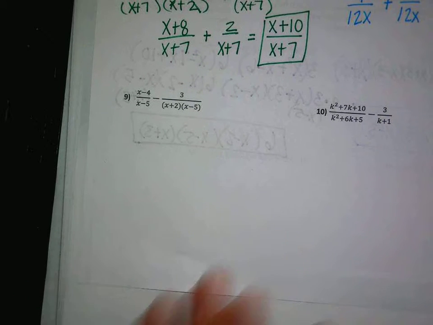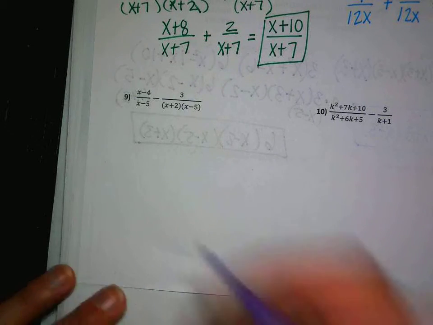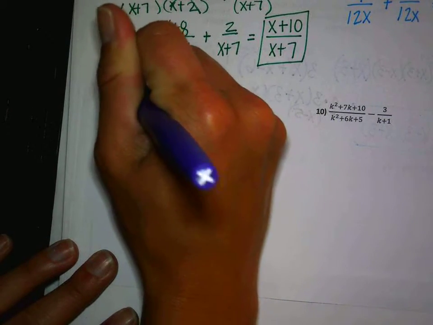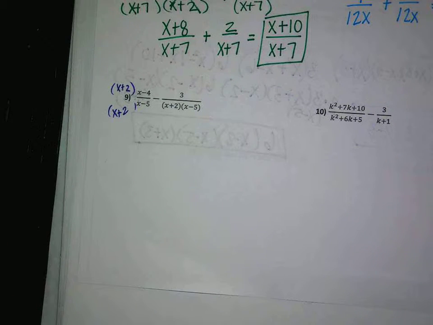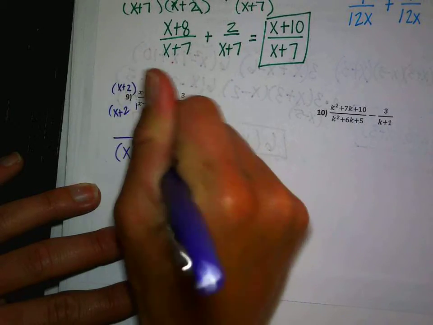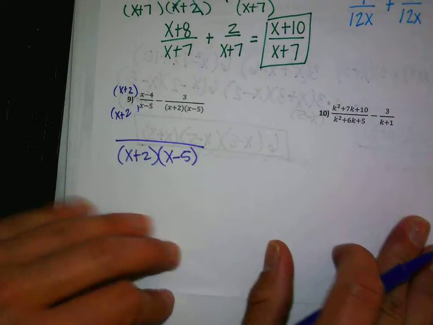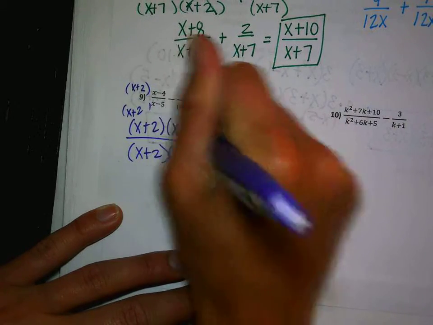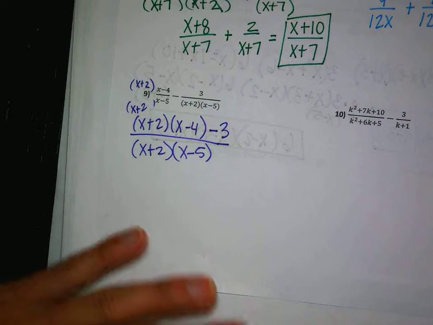Go to number 9. Alright, x minus 4 over x minus 5 minus 3 over x plus 2, x minus 5. So this one's already factored. Yay, don't have to do that. Right, we got to add in the x plus 2. Or multiplying, I guess would be the better way of saying it. x plus 2, x plus 2. And so now my denominator is x plus 2 times x minus 5. And on top I have x plus 2, x minus 4, minus 3.